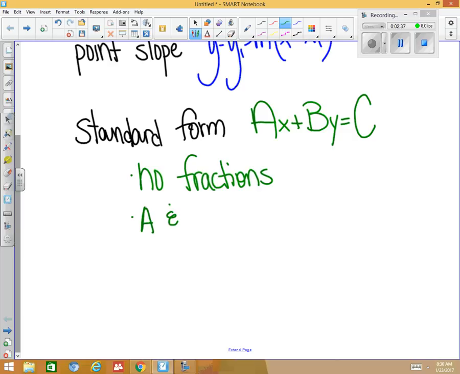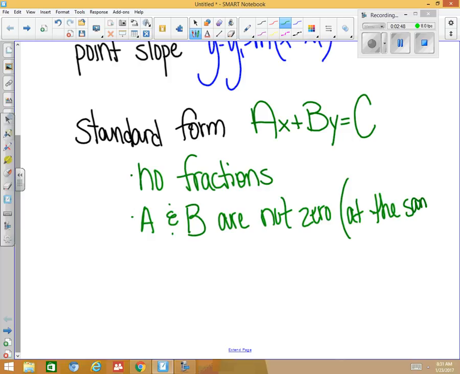A and B are not 0. I'm going to put that in parentheses, because sometimes that's confusing. A could be 0 as long as you have a B. B could be 0 as long as you have an A. Have you written anything down? So it can't be x plus y equals C. You said you didn't even know your forms.